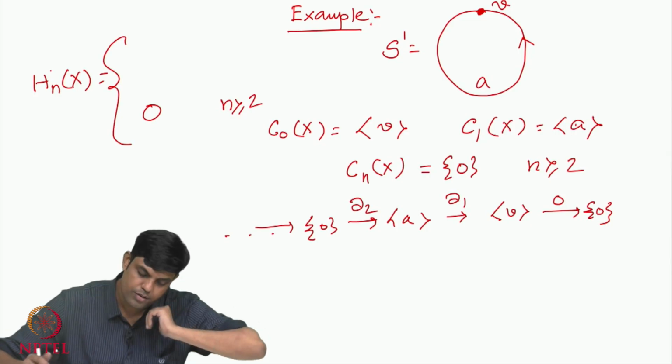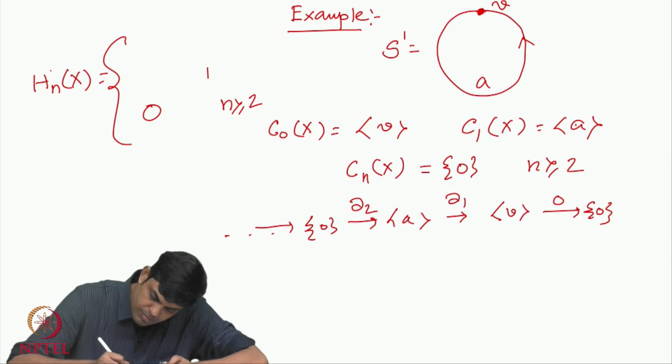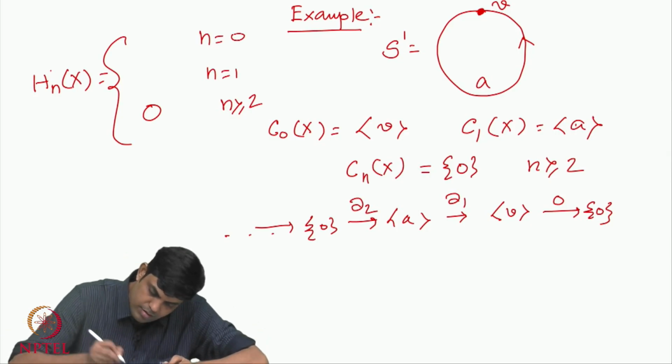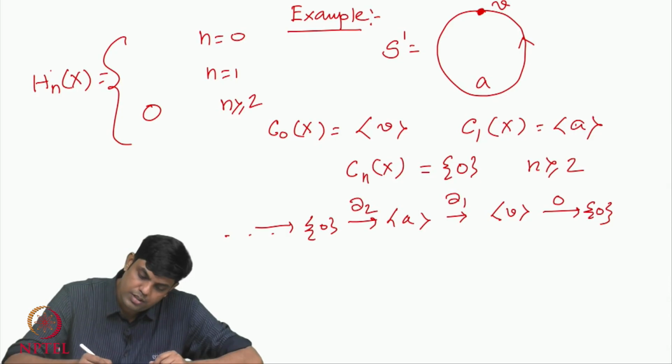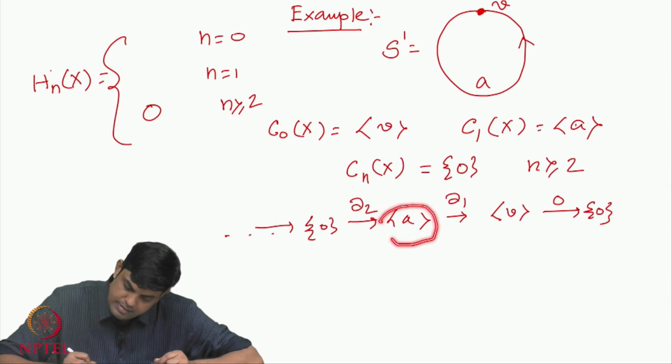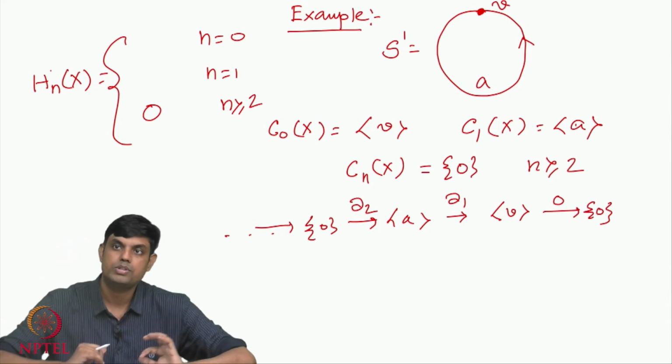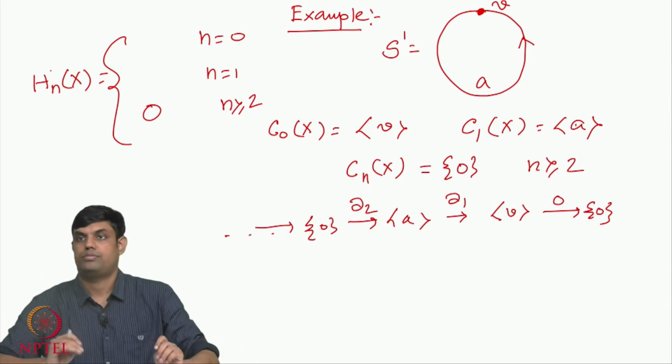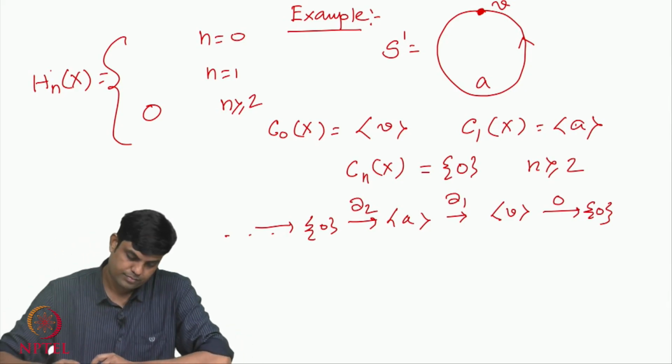Now, let us look at n equal to 1 and n equal to 0. So, I am going to look at n equal to 1 and n equal to 0. So, in n equal to 0, what do we have here? We have that this is just image of delta 1 Z quotiented by image of delta A.